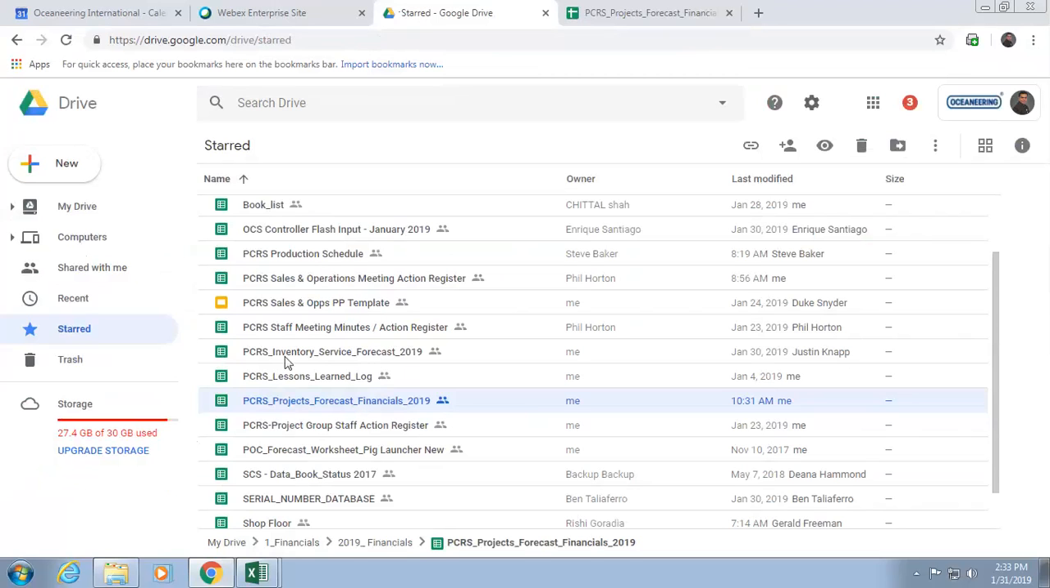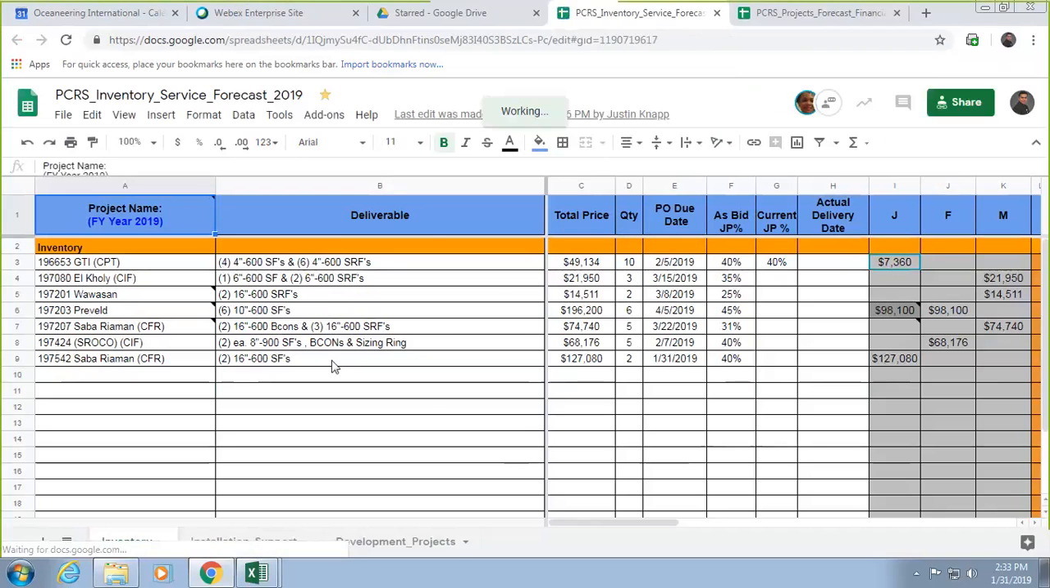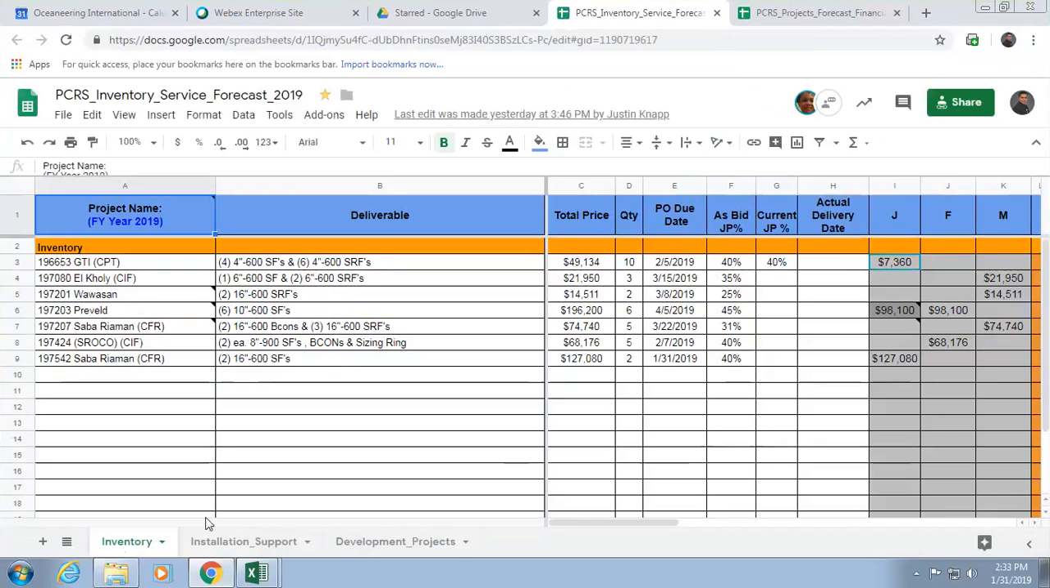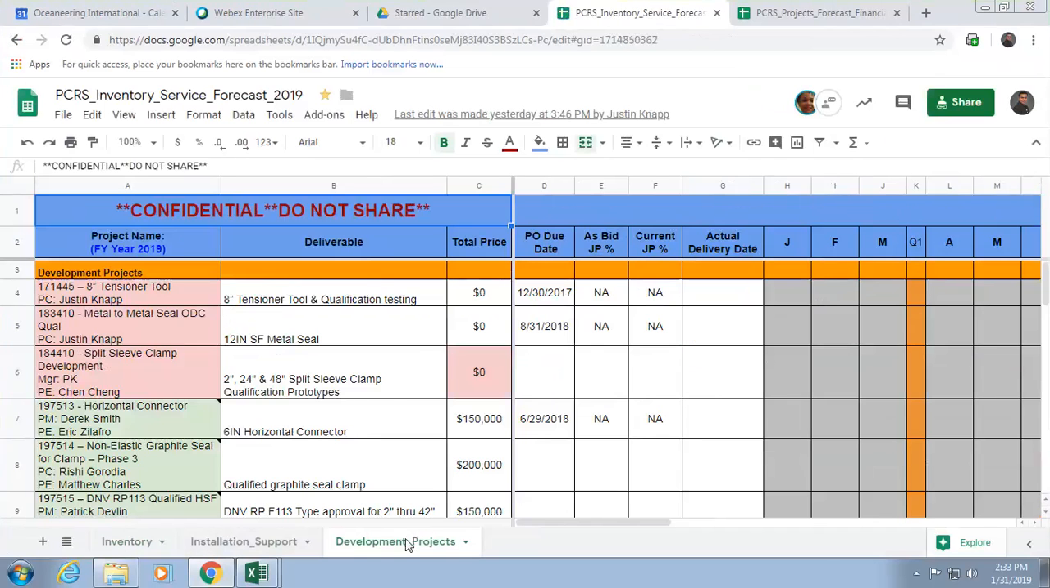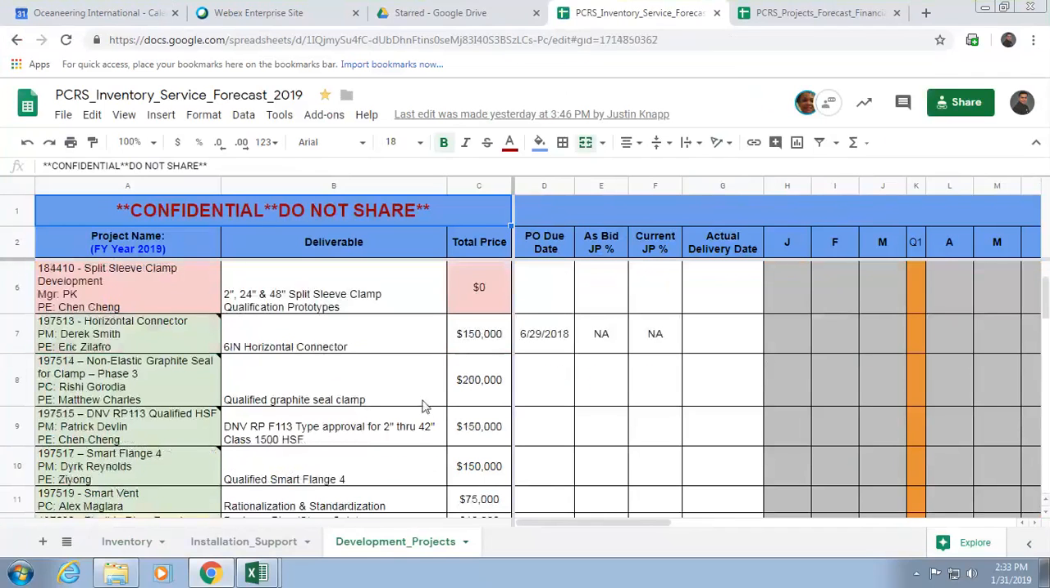So there's a file called PCRS Inventory Service Forecast. And in this file, so that file, the first one we saw, we just keep projects in there. Here we keep inventory, installation support, and development projects. Some of the engineering development projects are going to stay here. And as you see those budgets, you see there is no spread over here. You guys are going to do the same exercise I was talking about.